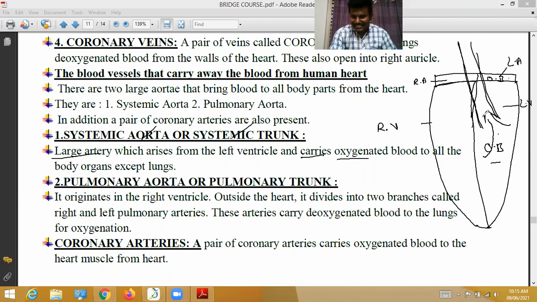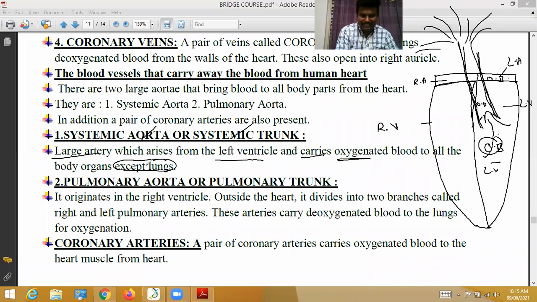See, this is the systemic aorta. It collects oxygenated blood from the left ventricle and carries it to all the body parts. It is divided into several capillaries. Through these capillaries, oxygenated blood passes to all the body parts except the lungs. So this systemic trunk does not supply oxygenated blood to the lungs. That's all. This is called the systemic aorta.